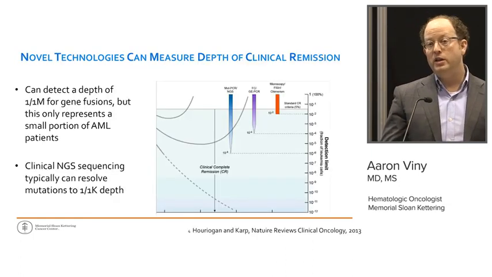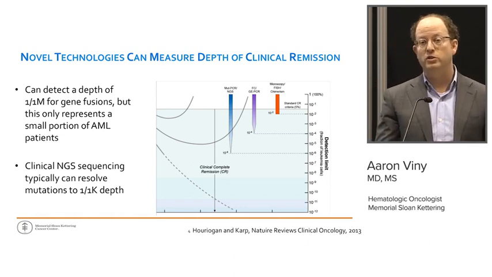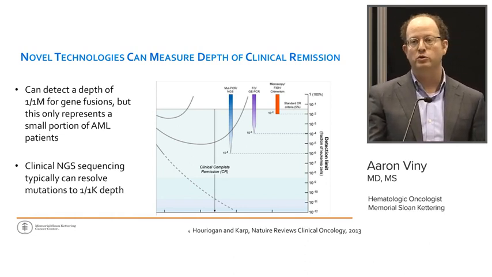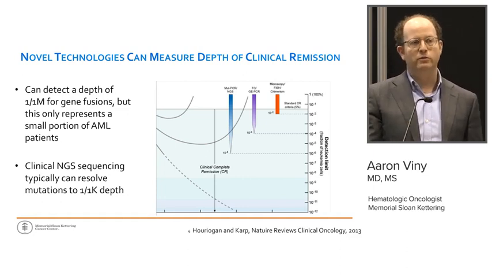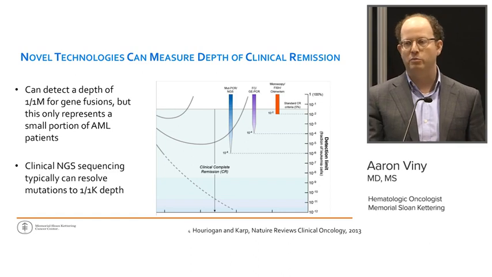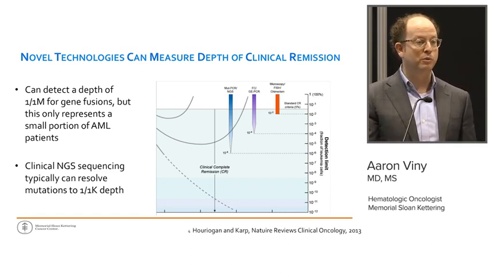And so, in addition to the technologies that have been developed to identify these mutations, these technologies are also used to monitor the clinical response. And so, historically, for the last 40 years, we've used a cutoff of 5% bone marrow blasts by immunohistochemistry as our definition of complete remission.